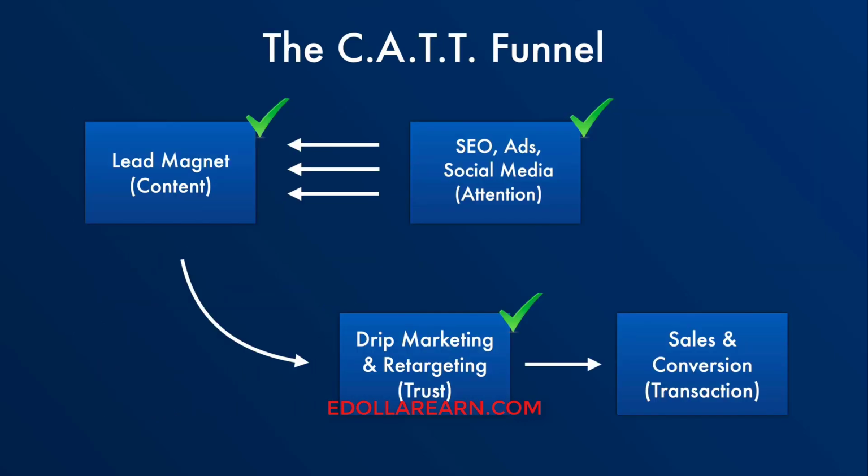Now that we have covered three major areas in this overview, we have covered how to create content, which is the lead magnet, so that you can attract people to your content. Then we are going to drive attention to your content using SEO, ads and social media. And then we are going to build trust with your audience using drip marketing and retargeting. That is how you build trust. The final video in this module is going to be sales and conversion, where we are talking about transaction. For each of these four areas, content, attention, trust, transaction, we are going to have separate modules with a bunch of videos inside.